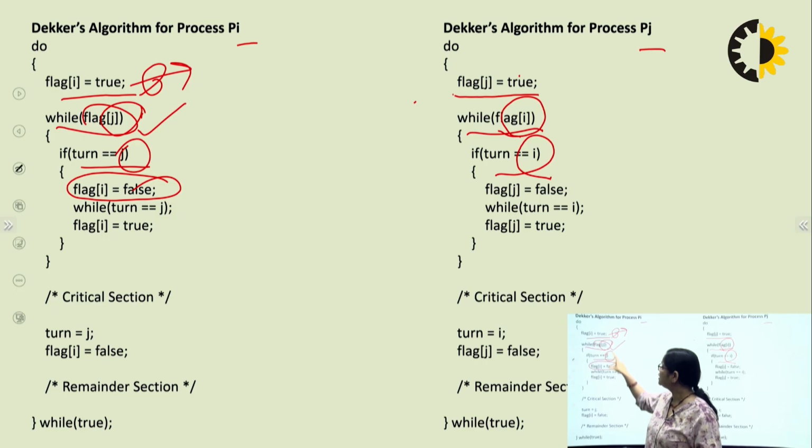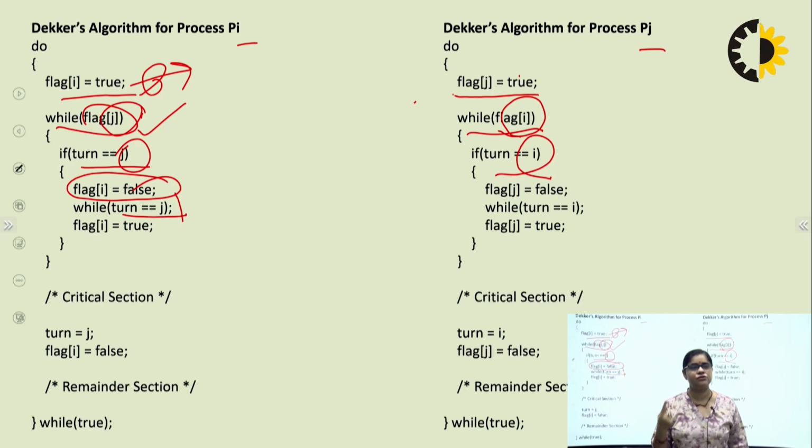Why? Because here flag of j has entered and the turn has been given to the next process. That's why the previous process is set to false. It is not accessing the resources. Now, it will keep executing these steps until the turn is equal to j. Now turn is equal to j.